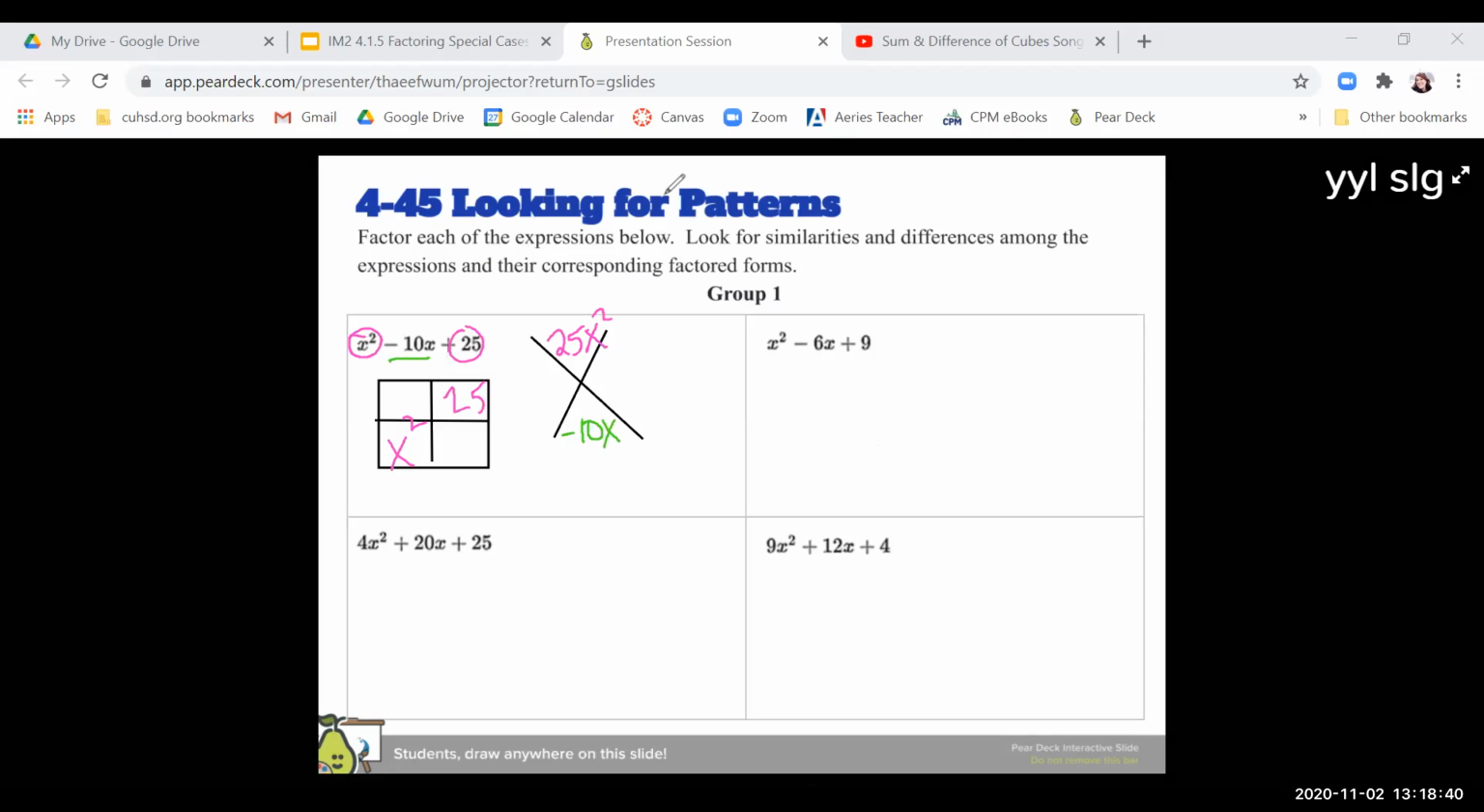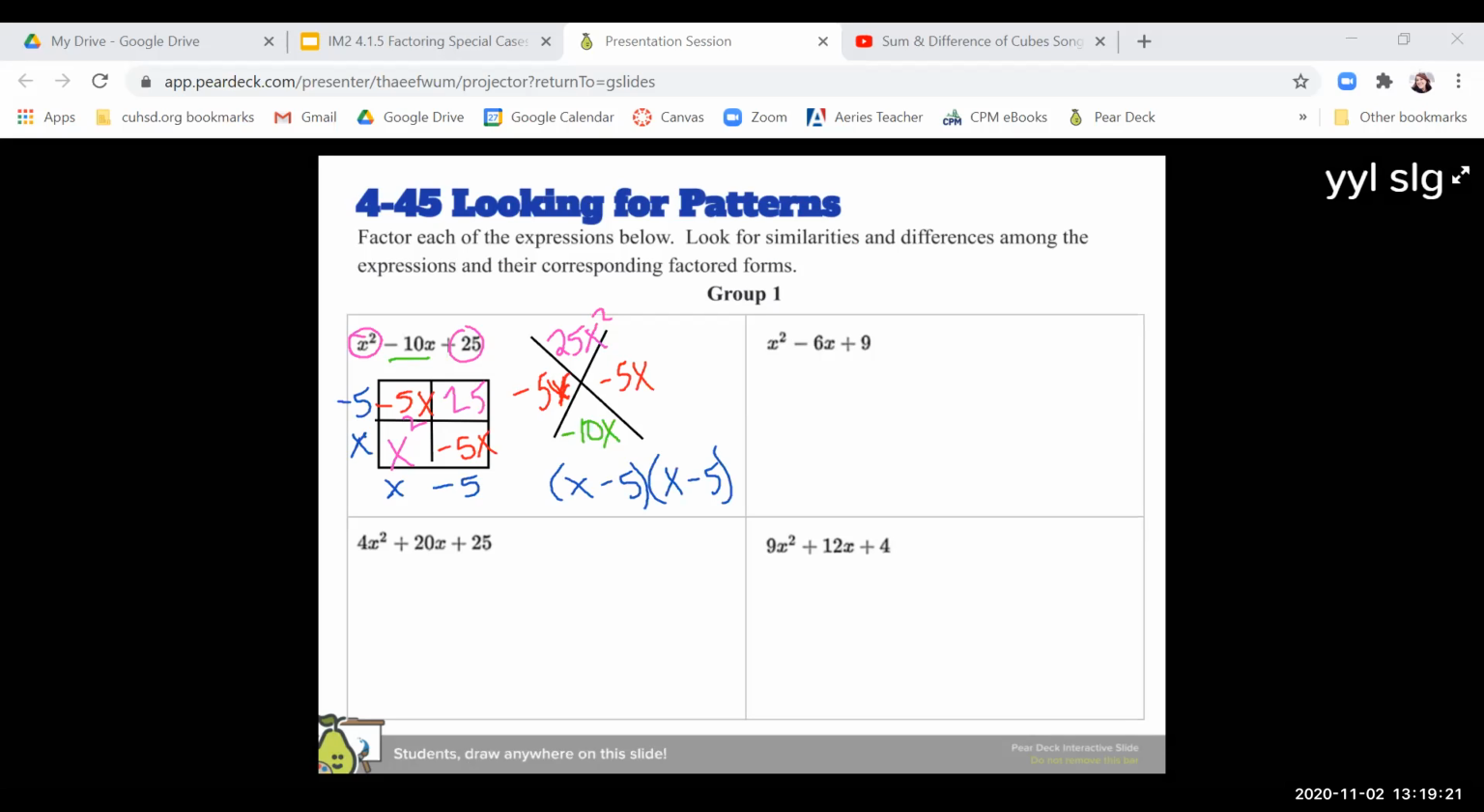All right. So 2 numbers that do that, -5x and -5x. And so those are going to go in our area model. And then we need our length and our width of our rectangle. And look at that, there's our factored form.